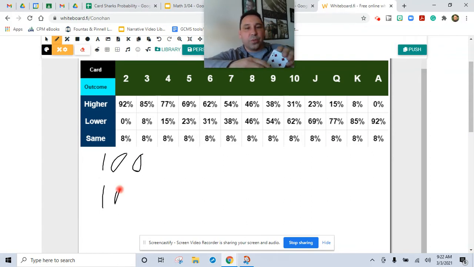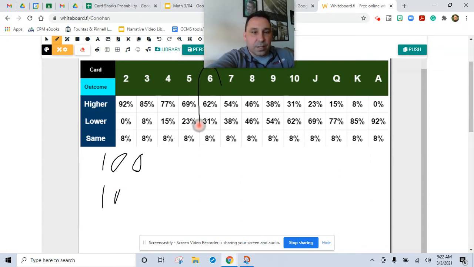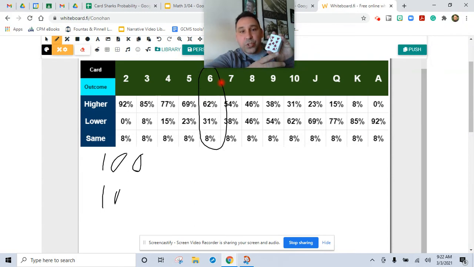So let's say we use the six. I'm going to pull this six of diamonds out of the deck and put it over here to get it out of the way. According to the chart, 62% of the time we should pull up a number that's higher than a six, 31% of the time it should be lower, and 8% of the time it should be the same.